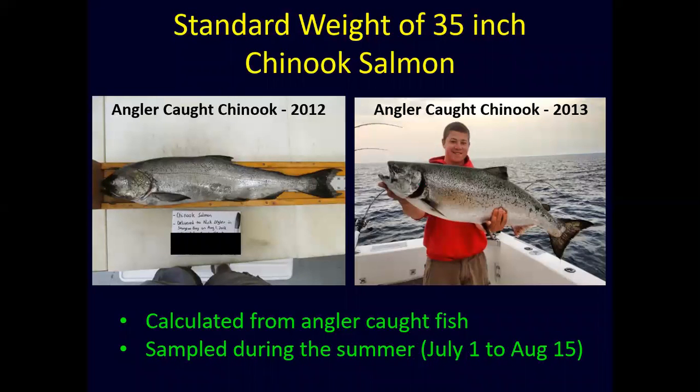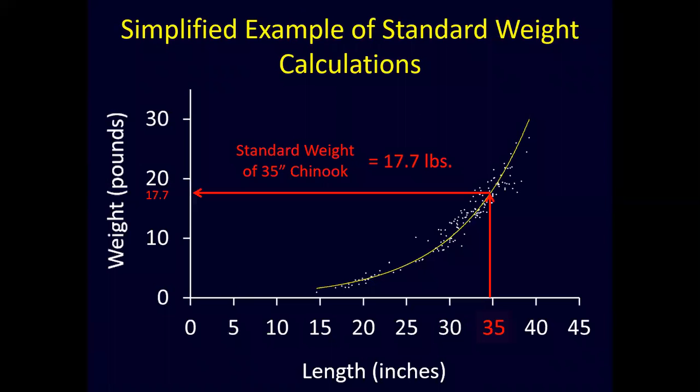So another weight indicator that we look at is the standard weight of a 35-inch Chinook salmon. This is calculated from angler caught fish sampled during the summer. And for any anglers that might be watching this presentation in the future here, this is just a very simplified example of how we calculate a standard weight of a 35-inch Chinook salmon.